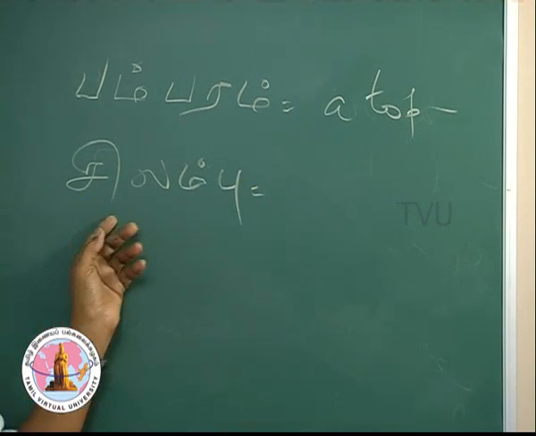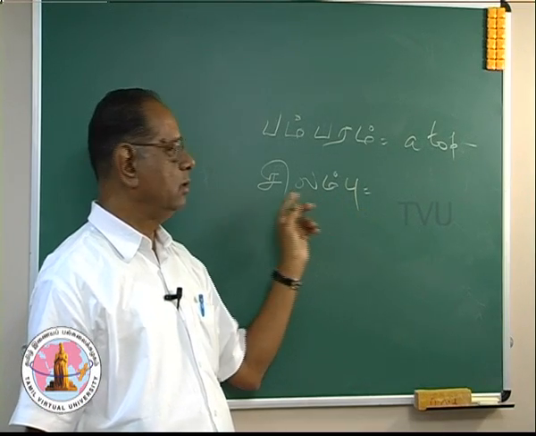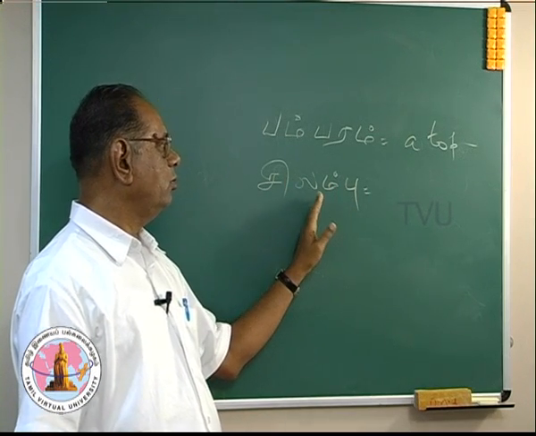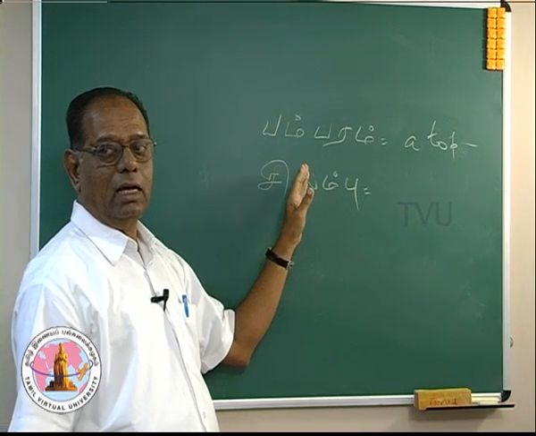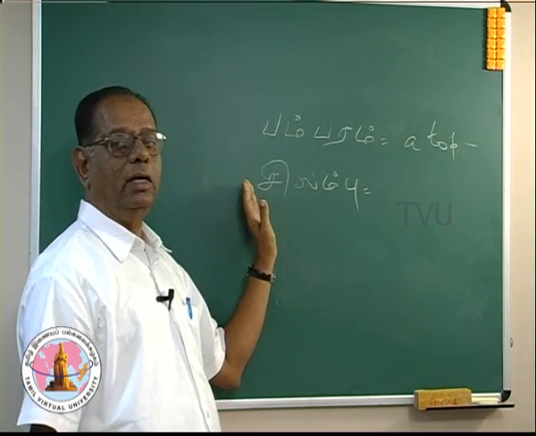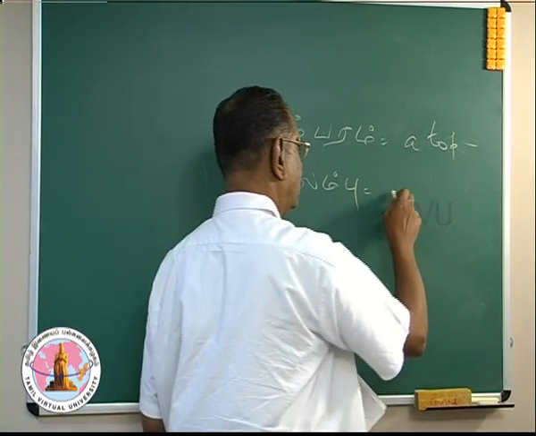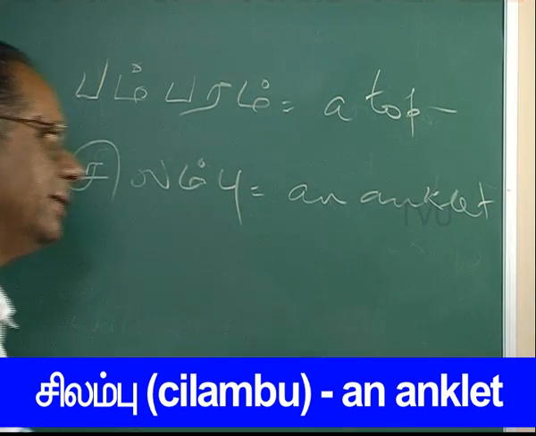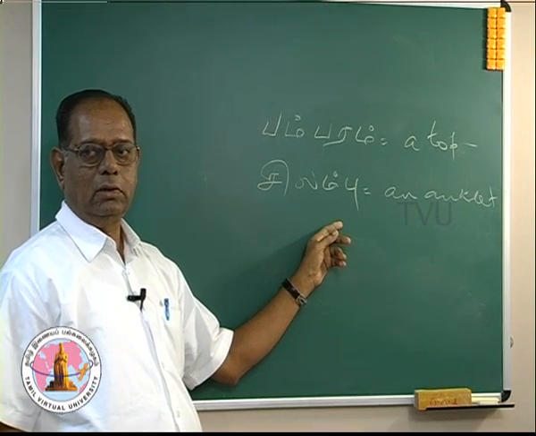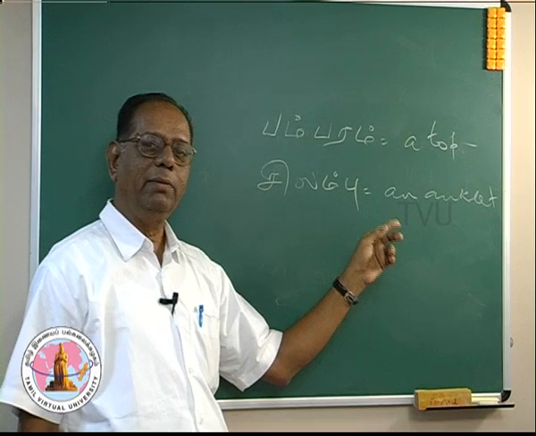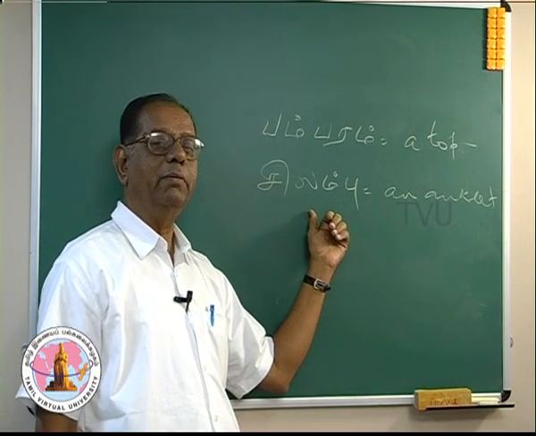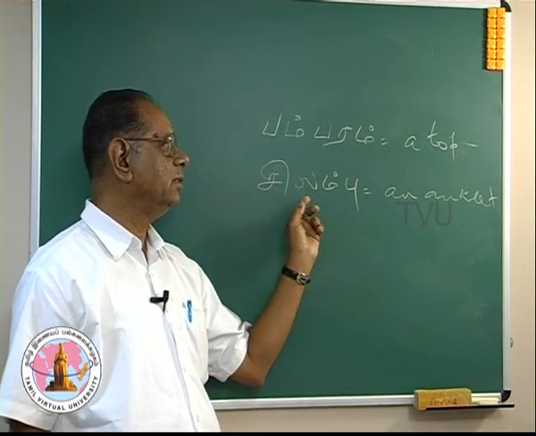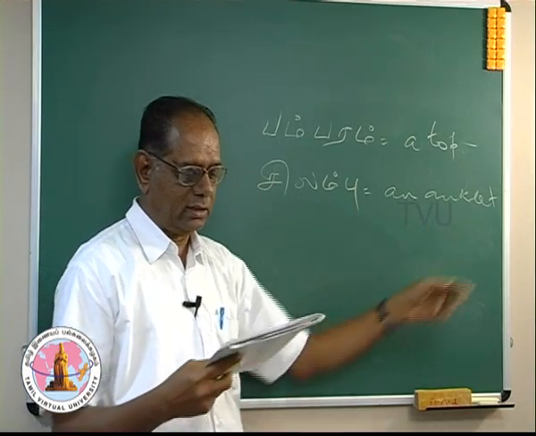Can you read? She, la, im, bu. She, lam, bu. You know, before the nasal, I have put two letters, whereas we have been seeing birds which have only one letter before a nasal. Shilambu, an anklet. Do you know an epic in Tamil carries this name as its title? It is called Shilappadigaram. That is from Shilambu. An anklet.